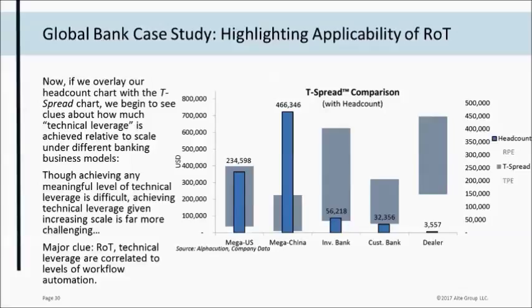So, the takeaway here, the major clue: return on technology and technical leverage are correlated to levels of workflow automation. So even though we're not there to measure specific workflows, it's pictures like this that imply at least the portfolio of workflows, and what that portfolio of workflows is generating in terms of return on technology and technical leverage.